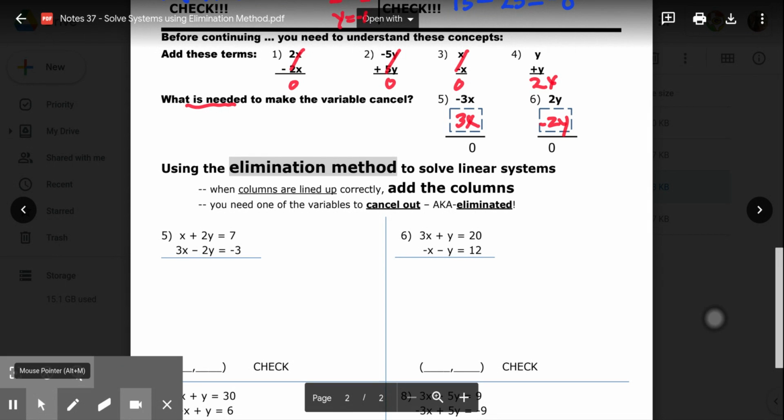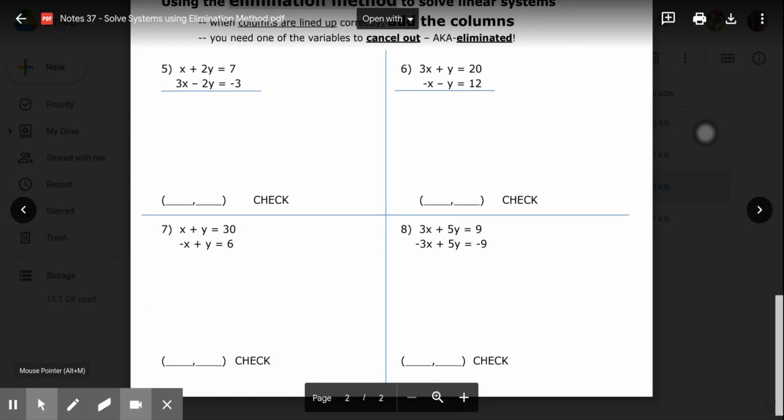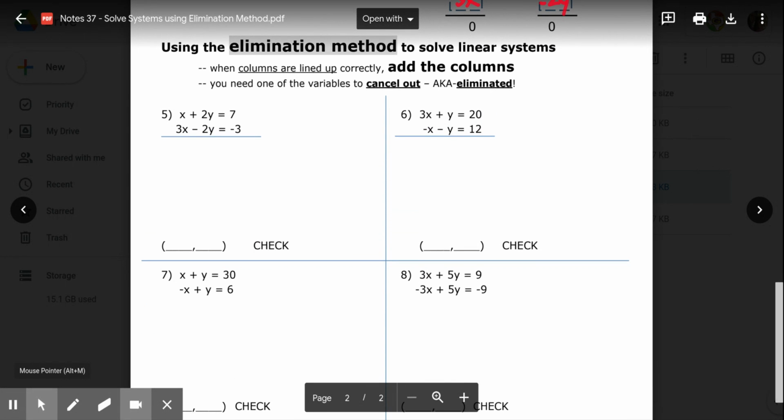All right, so now we are going to actually start using the elimination method. Eliminate means to get rid of. So when columns are lined up correctly, we're going to add the columns. You need one of the variables to cancel out. Eliminated. All right. So on this one, you have a positive 2y and a negative 2y cancel out. So now I have 1x plus 3x gives me 4x, and 7 minus 3 is 4. Divide both sides by 4, and x is equal to 1.